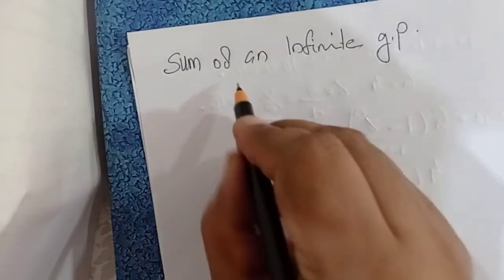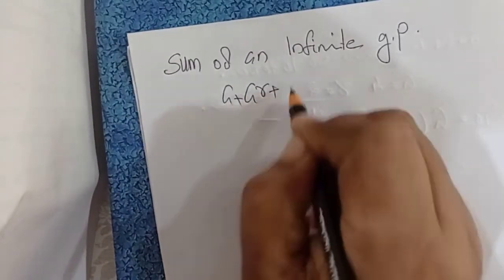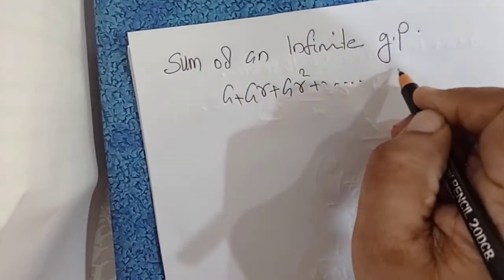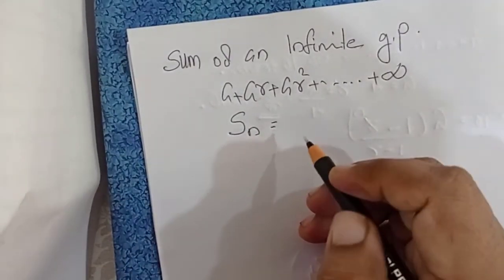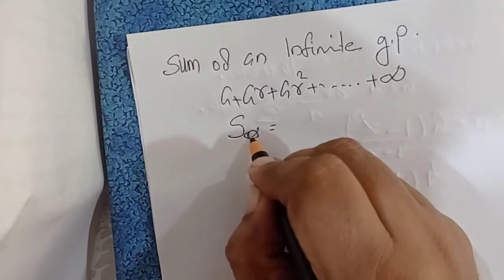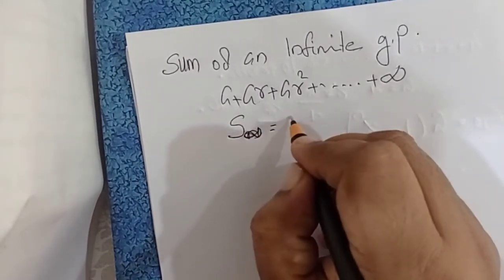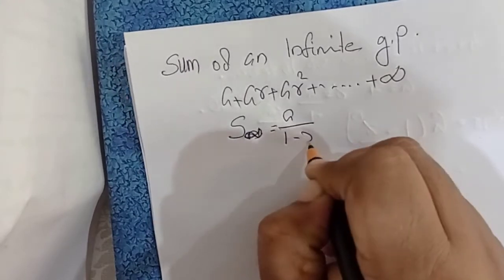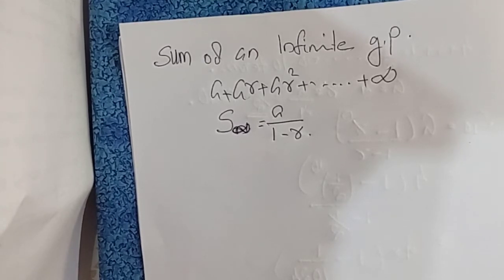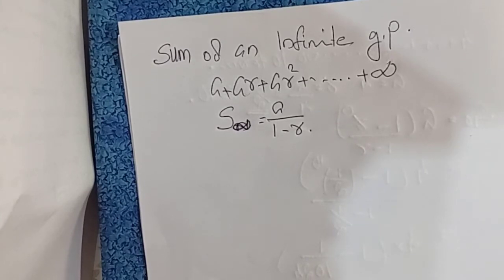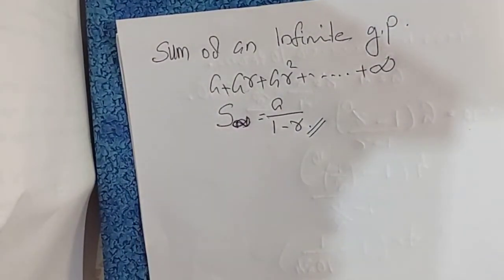Here, a plus ar square plus etc. to infinity. The n-th term is not given. In that case, you can write an easy formula. S infinity, sum to infinity, S infinity is a by 1 minus r. We'll study this formula. S infinity is a by 1 minus r.